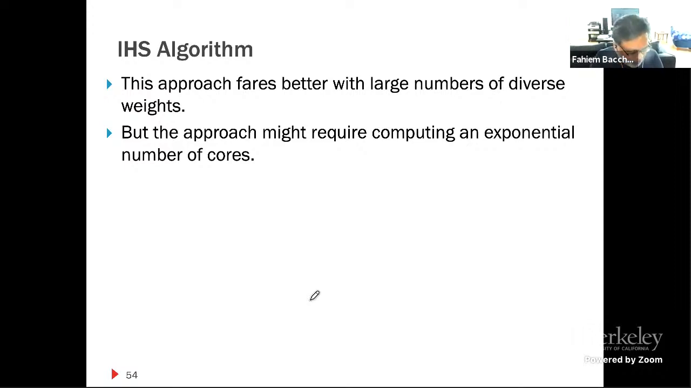Now, one of the difficulties, and this is the last thing I want to talk about, of this implicit hidden set approach is that it does fare better when you have a large number of diverse weights, because then the hidden set problem becomes easier to solve, as there are fewer symmetries in the hidden set problem because the weights are so different. But the approach can require computing an exponential number of cores. And this is some recent work that I've done, and let me explain this idea.